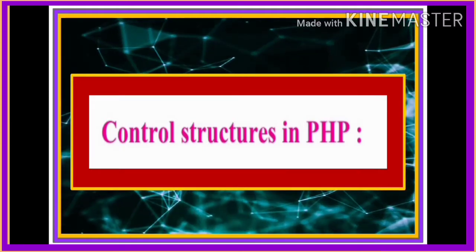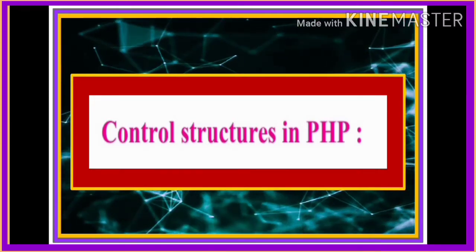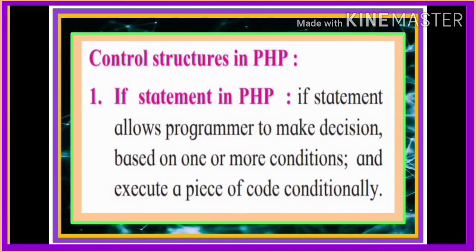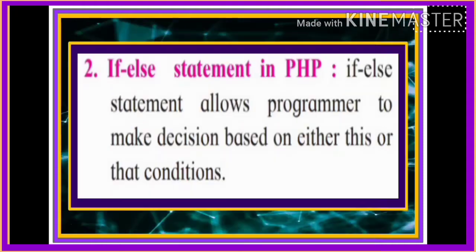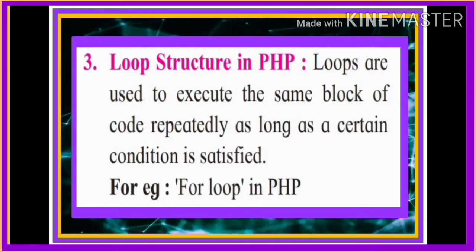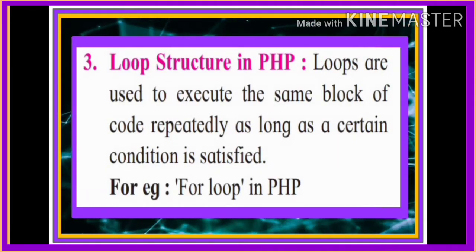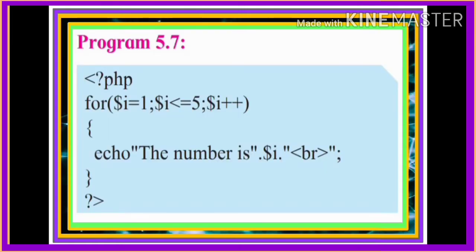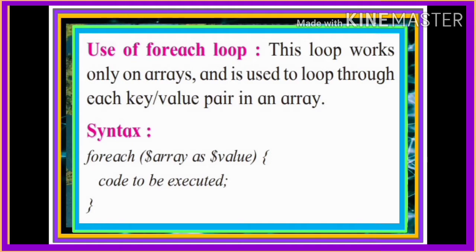In our last part, we have discussed control structures in PHP. The first is if statement in PHP. Second is if else statement in PHP. Third one is loop structure in PHP. We have discussed one loop, for loop, with an example. Also, we have discussed use of for each loop in PHP. This for each loop works only on arrays.